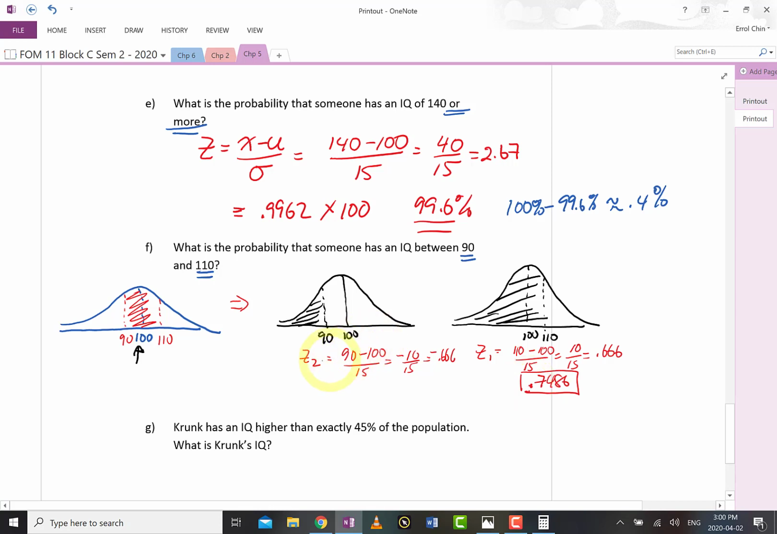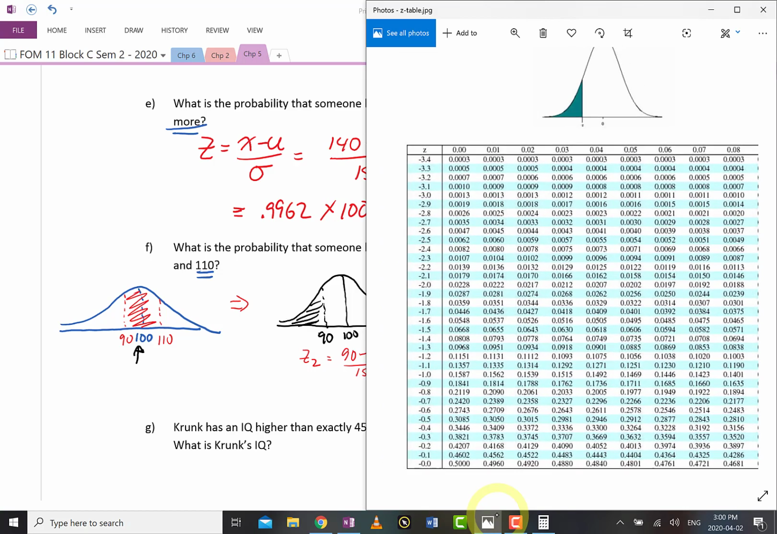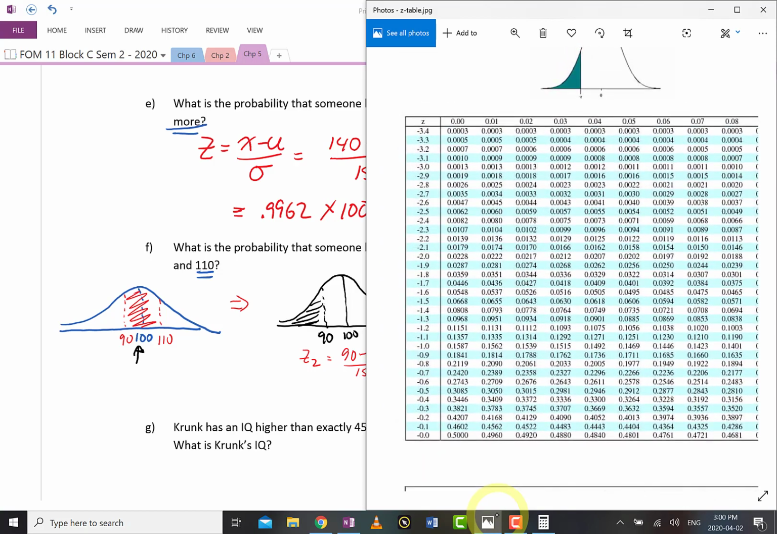Okay, now I'm going to find the area to the left for an IQ of 90. We got negative 0.666. So I'm going to take a look at my table. Negative values are on the other page. So negative 0.6, well, that happens to be down here now. And it's going to be 0.67. If I read this right, it's 0.2514.